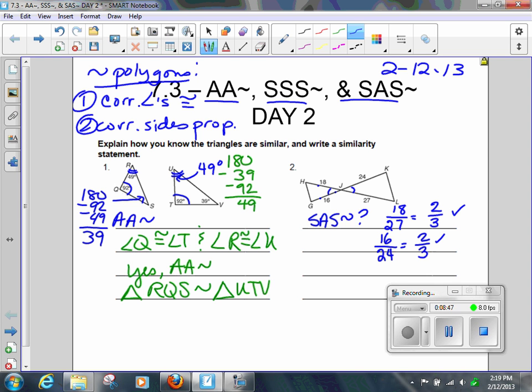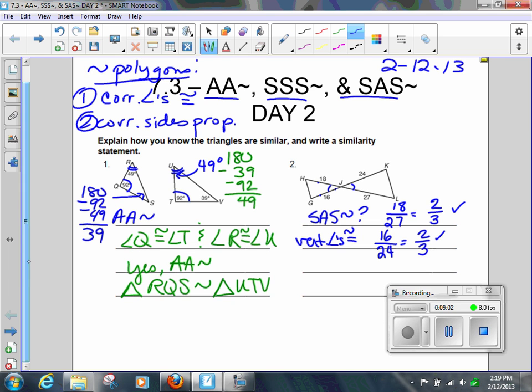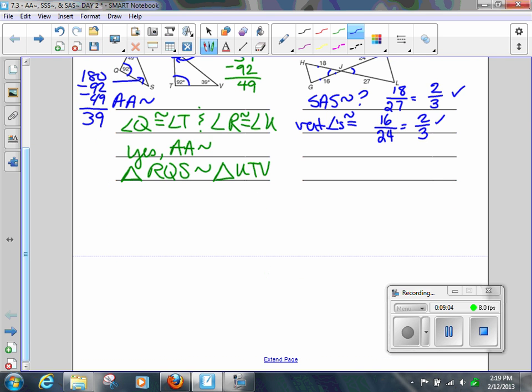I know that vertical angles are congruent. Are we correct in assuming that these two triangles are similar by side, angle, side similarity? Yeah, they are.